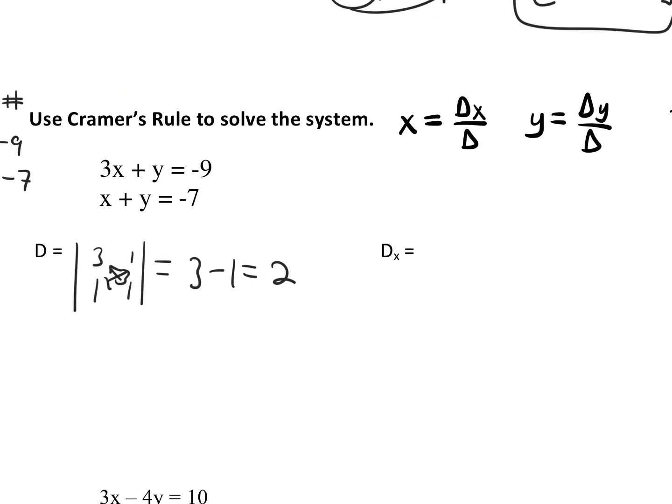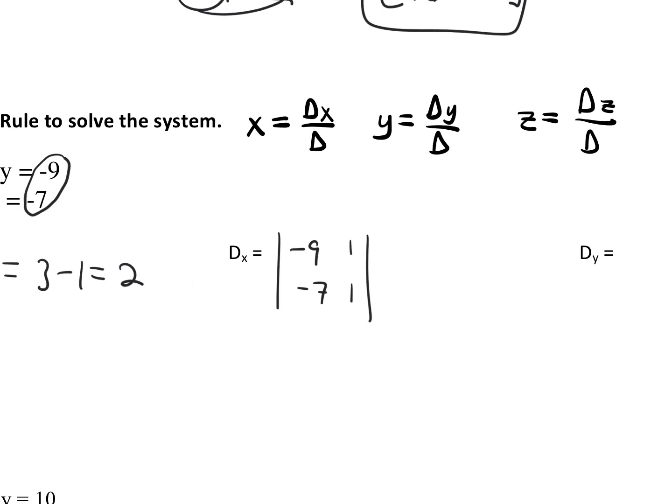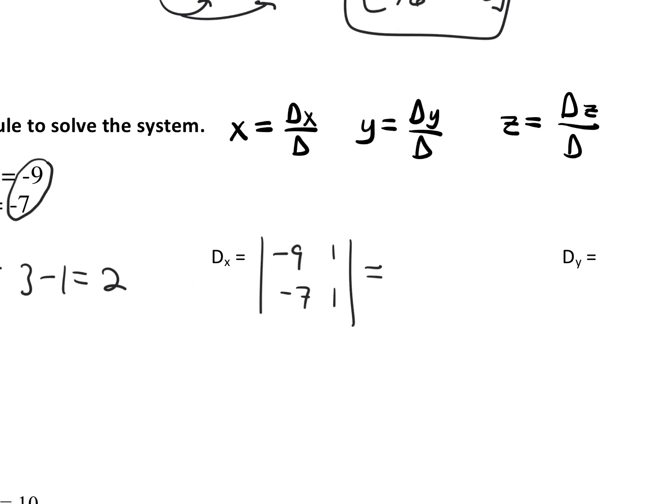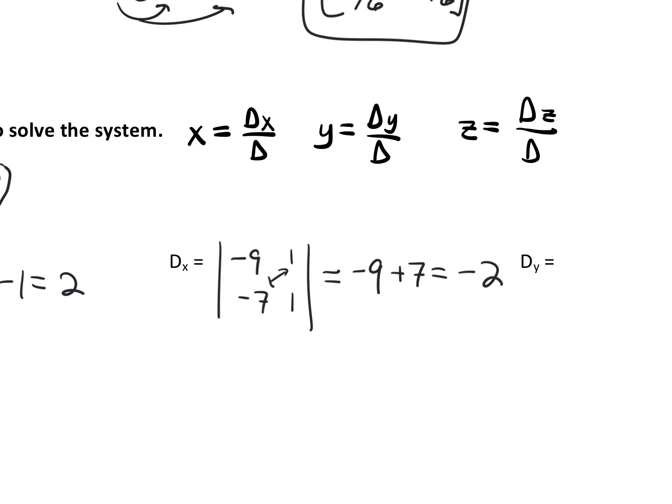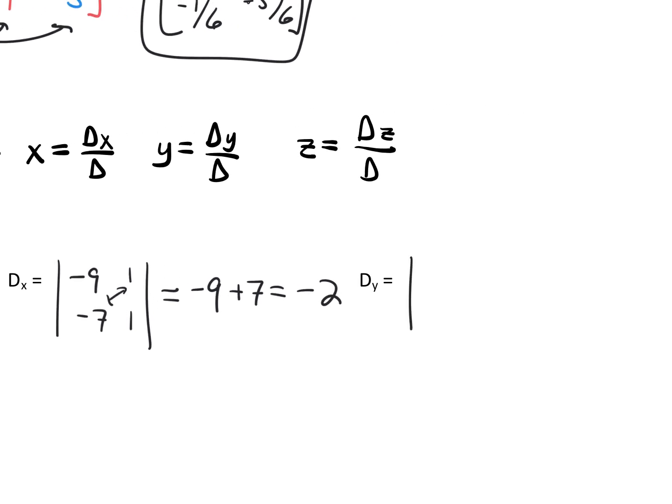How do we find Dx? You replace the x column with the numbers the equations are equal to. So it's going to be -9, -7, and then 1, 1 stay the same. And then this is just another determinant. So we're going to do -9 times 1, so -9, minus -7, which is going to get you +7. So Dx is -2.